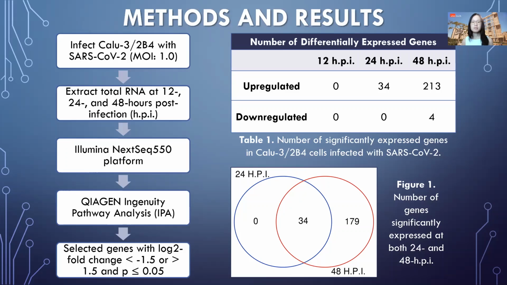In Table 1, the number of differentially expressed genes are shown at the various time points, and at 48 hours post-infection, a little more than 200 genes are significantly upregulated. In Figure 1, the Venn diagram, we see genes overlapping at 24 and 48 hours post-infection.